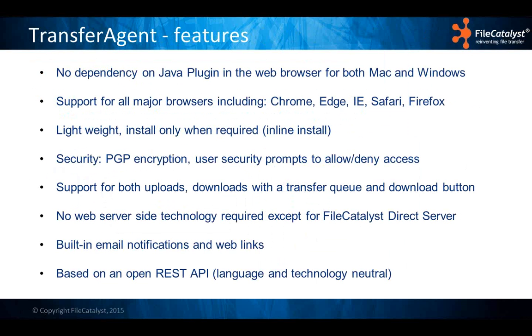And as well, we added an option in the transfer agent that the user can hide certain parts of their local file system. So for example, if they don't want to allow everything to the transfer agent, they can say allow only, let's say, my documents. So only my documents will be available to the transfer agent to transfer at that point. It supports both uploads and downloads. There's a transfer queue, and there's also functionality of the download button. So the download button really replaces our download applet, which I will show you in a minute.